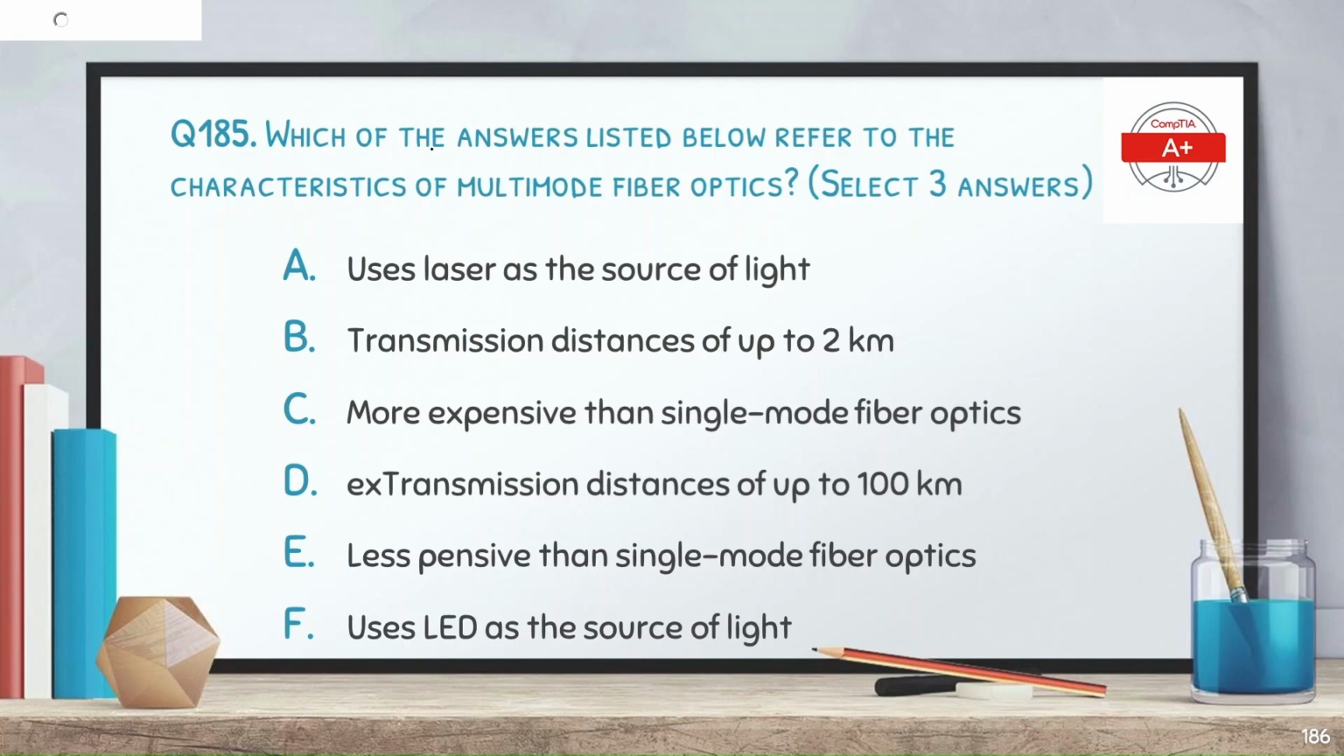Question number 185 is, which of the answers listed below refer to the characteristics of multi-mode fiber? Again, we have to select two options. We have already gone through all these options in the previous question, so let's get straight to the correct options about multi-mode fiber optics. It has a maximum transmission distance of up to 2 km. It is less expensive than single mode fiber optics, and it uses LED as the source of light.